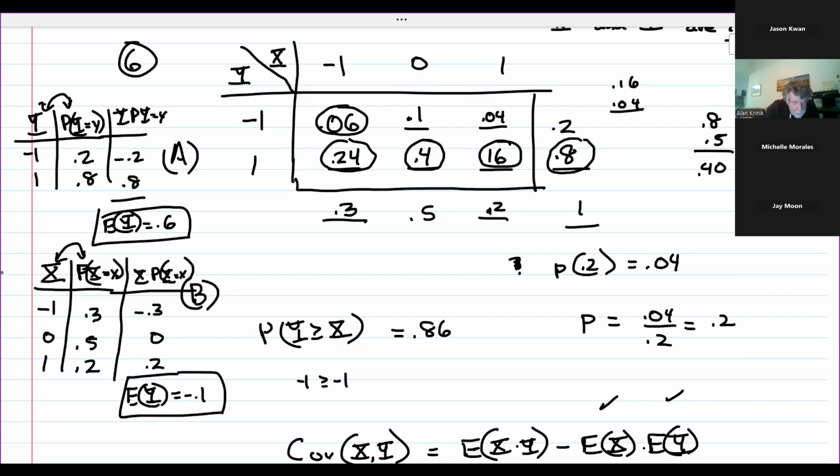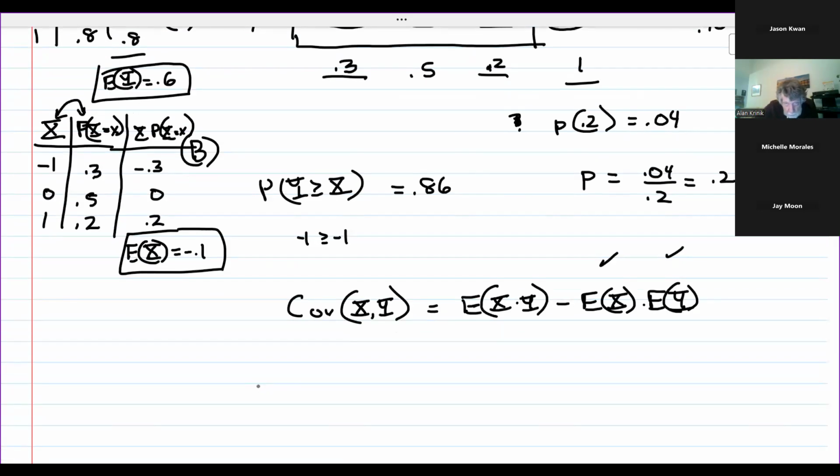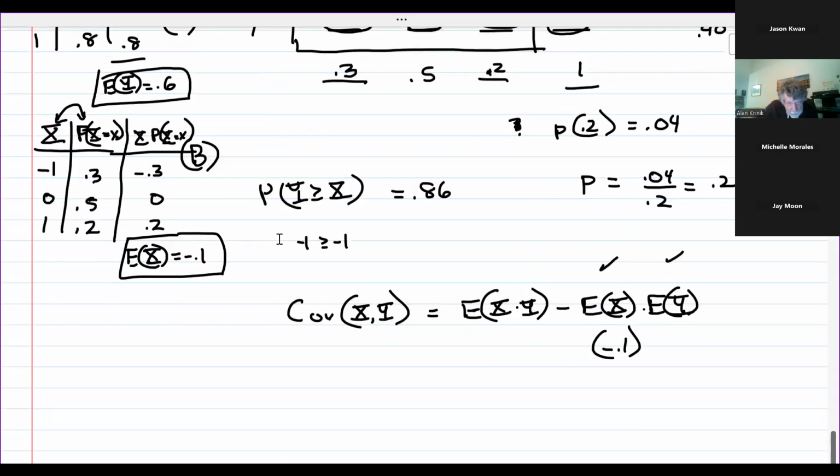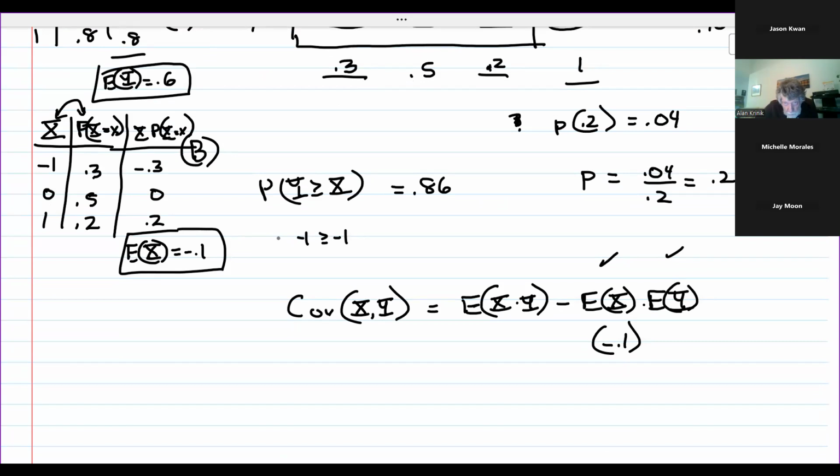Okay, well, that's not Y, that's X. I may be getting tired here. Okay, so we have the expected value of X is -0.1. That would go in here. The expected value of Y is -0.6. We already did that. That would go here. So the only thing we need to figure out to be done with the covariance is the expected value of X times Y.